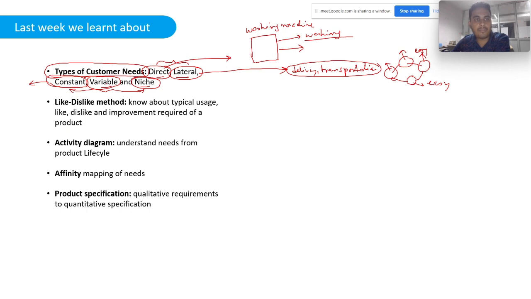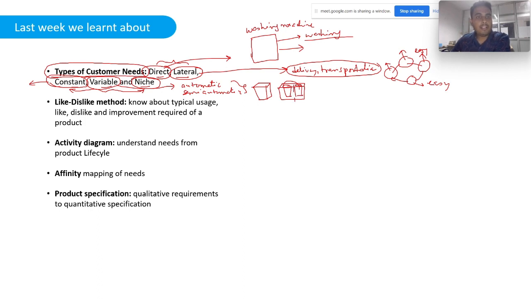customer requirements. Similarly, variable needs can be, in a washing machine, someone may need a fully automatic, someone may need a semi-automatic. Those can vary from person to person. So when you design a washing machine for this kind of variability, you need to design both, one automatic washing machine as well as the semi-automatic, which is a bit bigger, and manually you need to transfer clothes to the rinsing cycle.